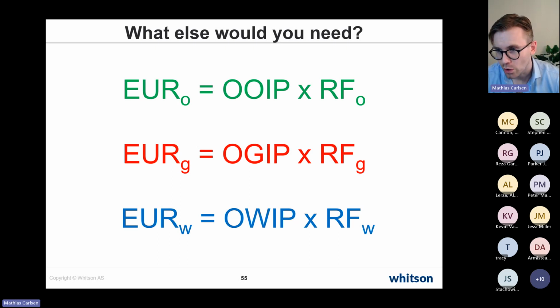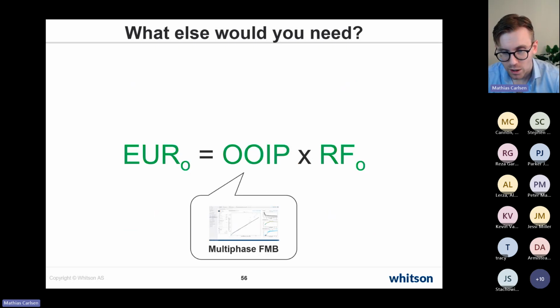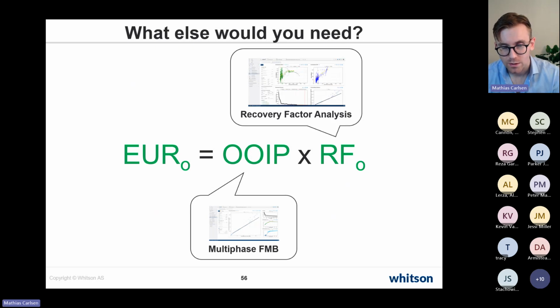If you look at the equation for oil, for instance, the content of oil in place comes from the Multiphase FMB method. And then the recovery factor is coming from the recovery factor analysis, which is the one to the right. We'll talk about both of these. Those are the 2 pieces.